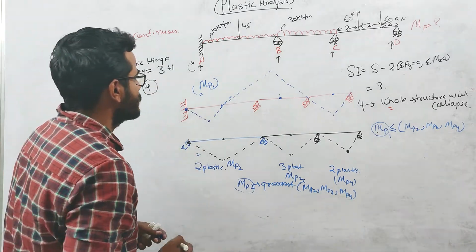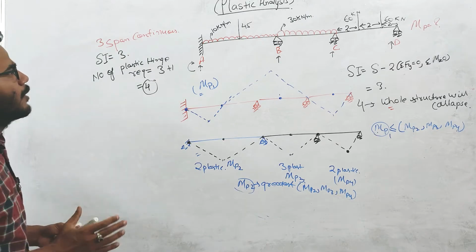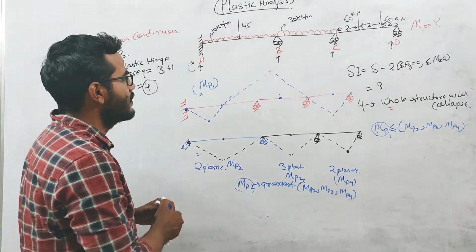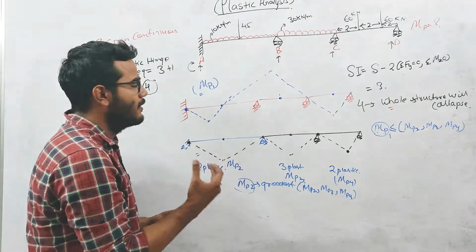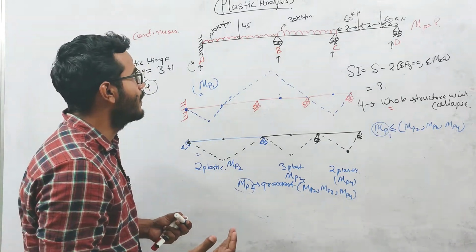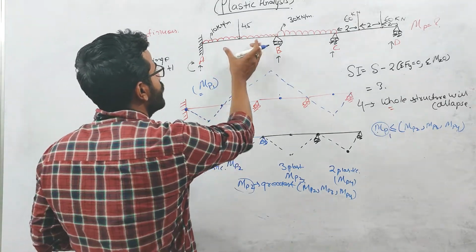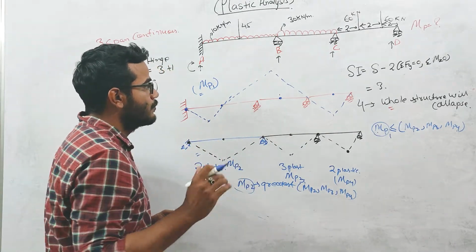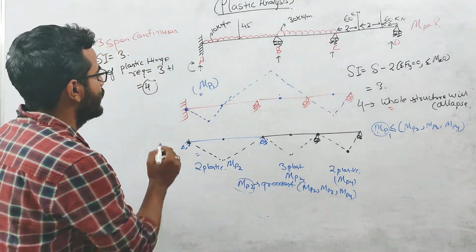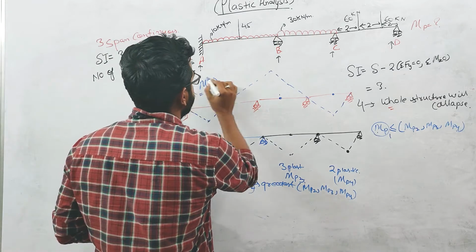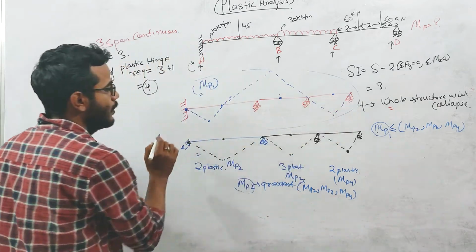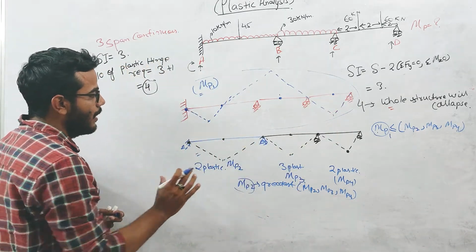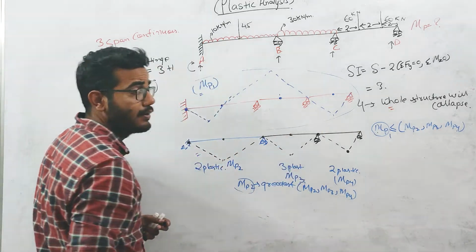In the previous problem, we discussed that when you consider the whole structure collapsing, the load factor comes out to be maximum. But here you are fixing the load, so the moment should be minimum if you are considering the whole collapse of the structure. So in case of the continuous beam, you need not calculate this MP1. You will always be checking individual spans only.